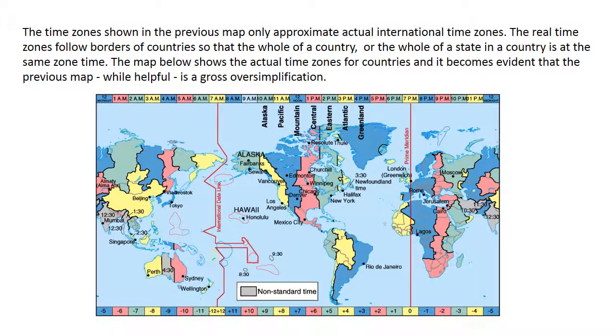The time zones shown in the previous map are theoretical and approximate actual international time zones. The real time zones follow the borders of countries, so that the whole of a country, or the whole of a state in a country, is all at the same time.